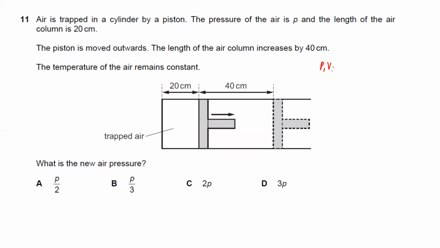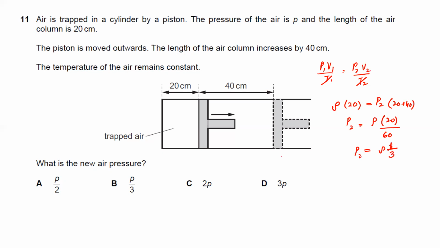So remember, P1 V1 over T1 equals P2 V2 over T2. This is the equation we are using. Temperature is constant. P1 is rho, and volume is directly proportional to length, so we can say it is 20 centimeter. For P2, we have to find volume 2: the new length is 20 plus 40, or 60 centimeter. So P2 is rho times 20 divided by 60, which becomes rho by 3. So rho by 3 is the new pressure. So answer B is the right choice. Next question.